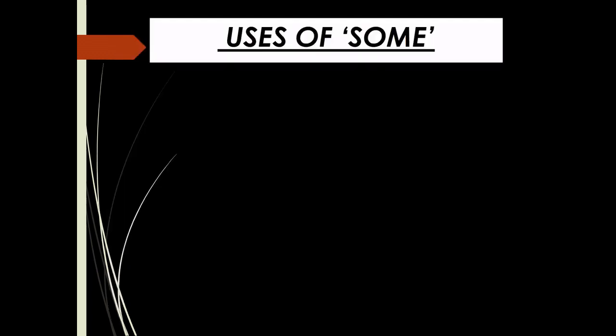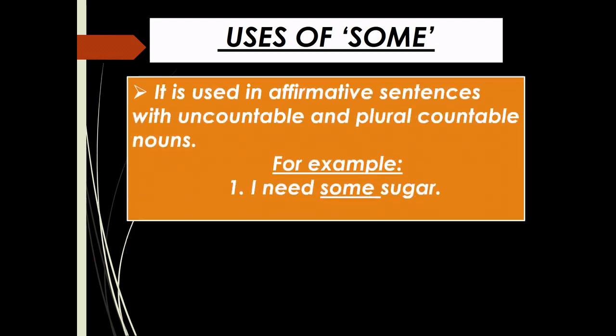Uses of some. Number 1. It is used in affirmative sentences. The meaning of affirmative is positive sentences with uncountable and plural countable nouns. For example, I need some sugar. Here sugar is an uncountable noun and some is a quantifier determiner, and the sentence is an affirmative sentence. That is why some is used here.